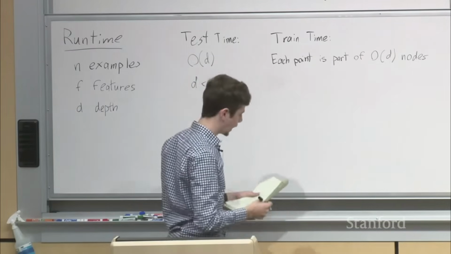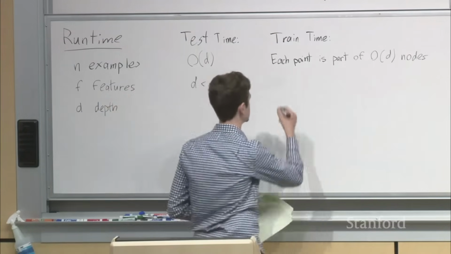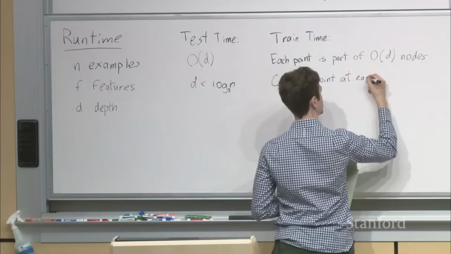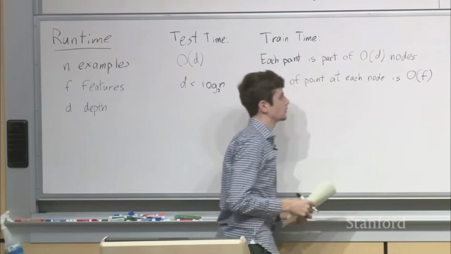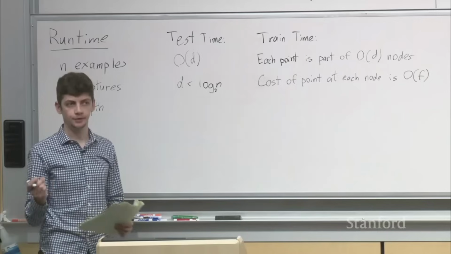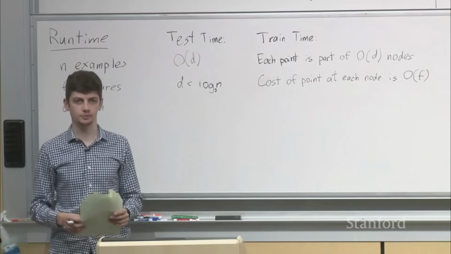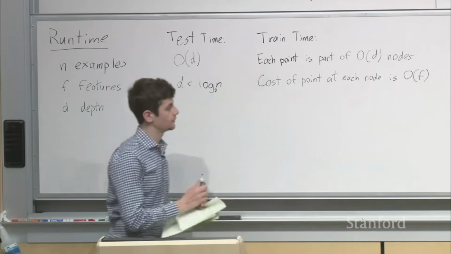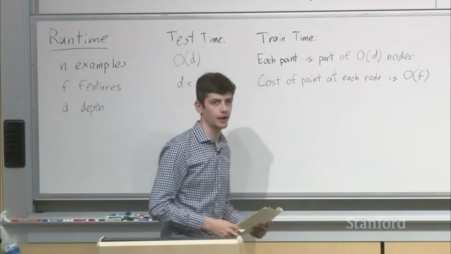And then at each node, the cost of evaluating that point at train time is just proportional to the number of features, f. I won't get too much into the details of why, but if you're doing binary features, where each feature is just yes or no, then if you have f features total, you only have to consider f possible splits. And if it was instead a quantitative feature, I mentioned briefly that you could sort the values and then scan through them linearly. That also ends up being asymptotically O of f.